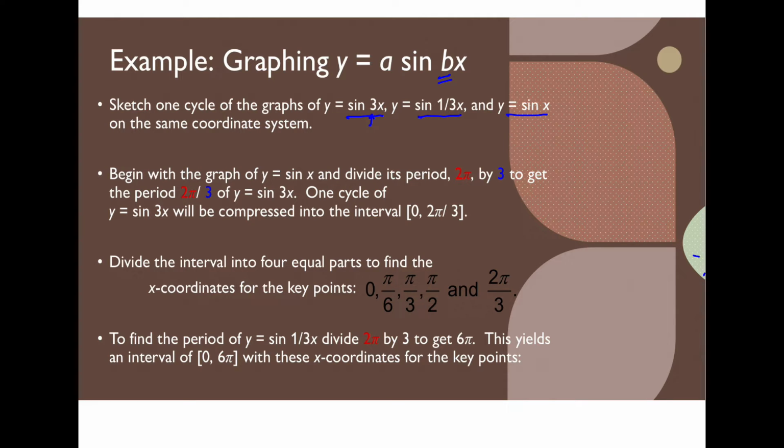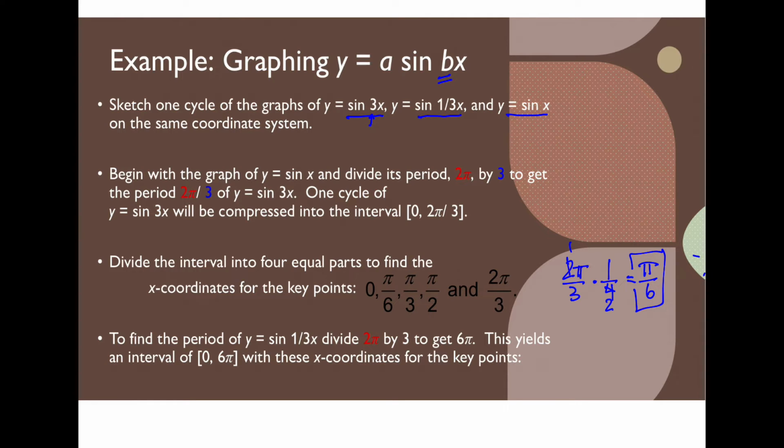And so how do we figure out our key points? Our key points are going to be the points that we hit. Basically we're going to divide it up 4 ways. So if I have 2 pi over 3 as my period, and I want to divide that up evenly 4 ways, we just multiply it by 1/4. You notice 2 goes into 4 twice, and so that leaves me with pi over 3 times 2, or pi over 6. So pi over 6 represents 1/4 of my period.